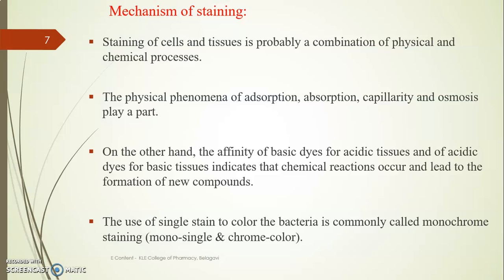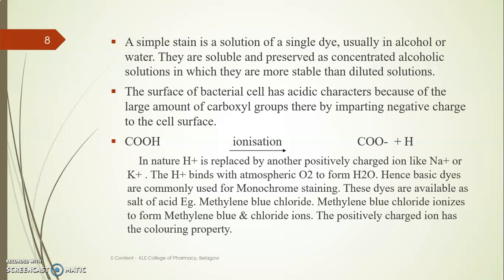Furthermore, the use of a single stain to color the bacteria is commonly known as monochrome staining. In the process of simple staining, before going into it, there are two things to tell you. Oxidizers are used. Oxidizers can be defined as bleaching agents which oxidize the dyes, like potassium permanganate, oxalic acid and potassium ferricyanide.